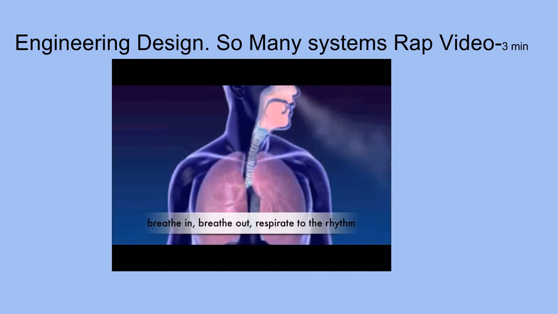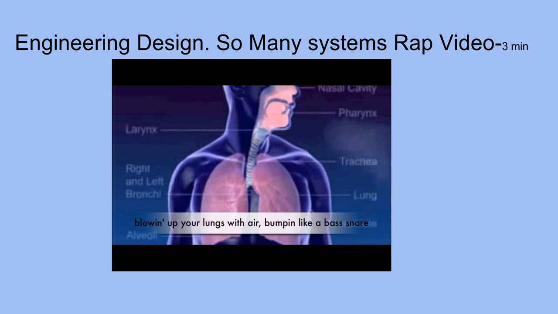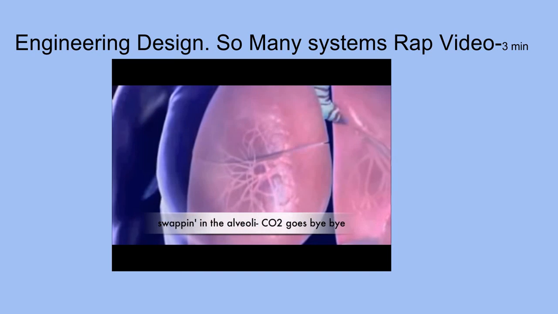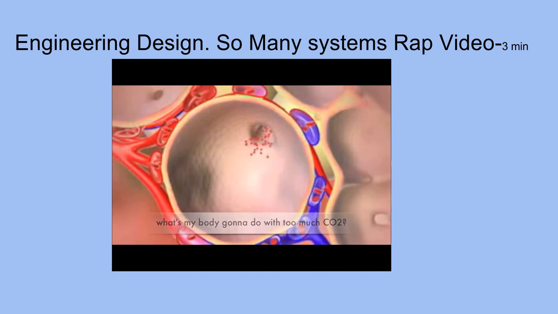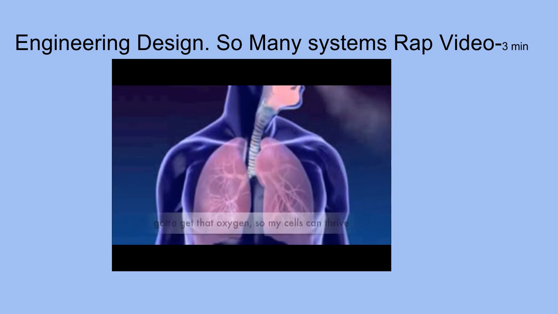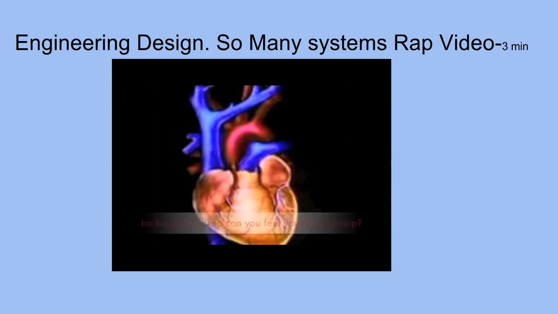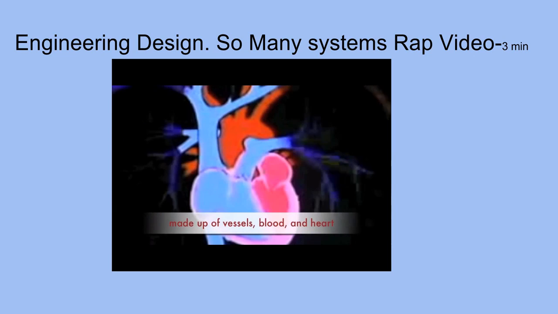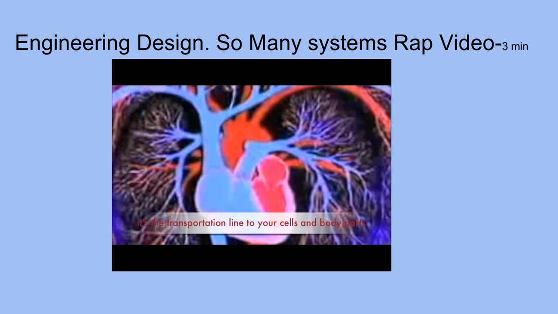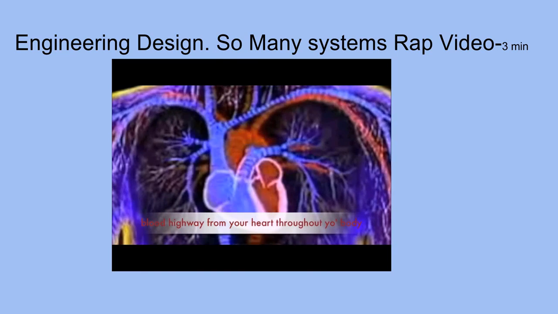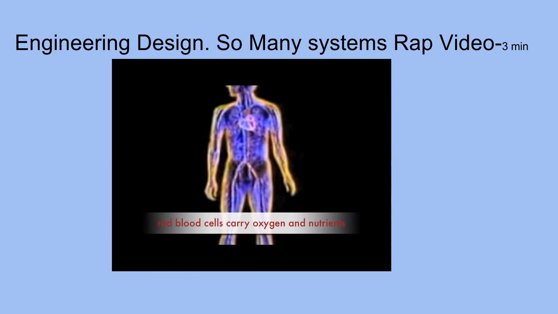Breathe in, breathe out, respirate to the rhythm. Blowing up your lungs with air, bumping like a bass snare. Blood and lungs with oxygen when you take a deep breath in. Swapping in the alveoli, CO2 goes bye-bye. What's my body gonna do with too much CO2? Get it out of me, my face is turning blue. I need to keep on breathing to keep my cells alive. Gotta get that oxygen so my cells can thrive. Ba-bum, can you feel your heart pump? Circulatory system moves blood so you can jump. Made up of vessels, blood, and heart. It's a transportation line to your cells and body parts. Veins, arteries, and capillaries. Blood highway from your heart throughout your body. Red blood cells carrying oxygen and nutrients. Gotta keep on circulating just to help you function.